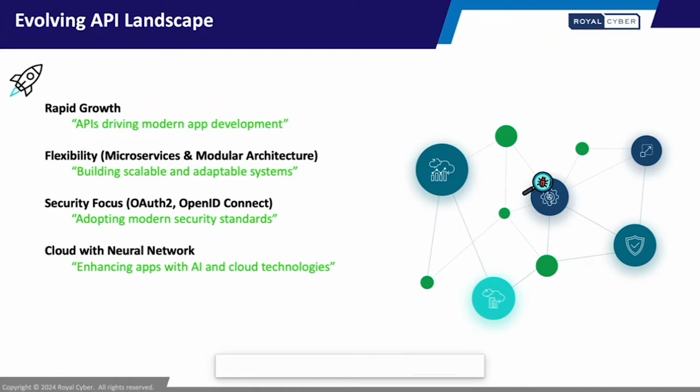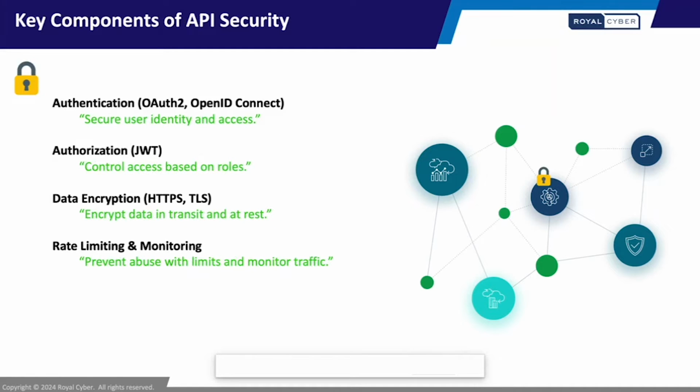And then the integration between APIs and cloud computing with neural networks enables smarter and more efficient applications, leveraging AI to enhance automation, decision making, and overall user experience. So from an evolution perspective, the API landscape is quite comprehensive, and Secura API fits within this from a security standpoint very clearly. Now, some of the key components of API security include authentication, authorization, data encryption, and rate limiting.